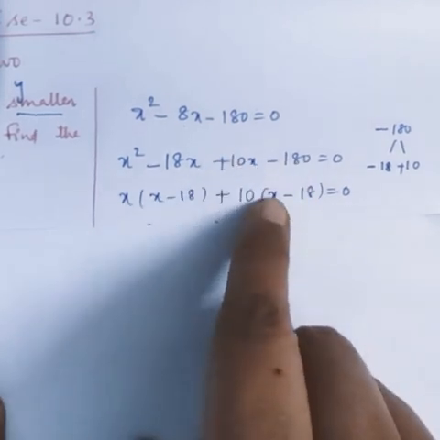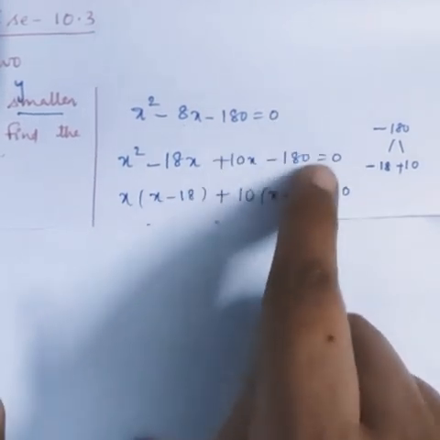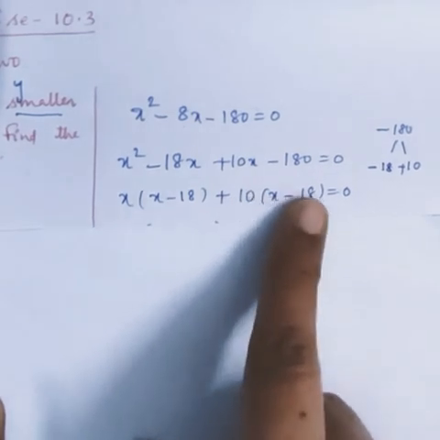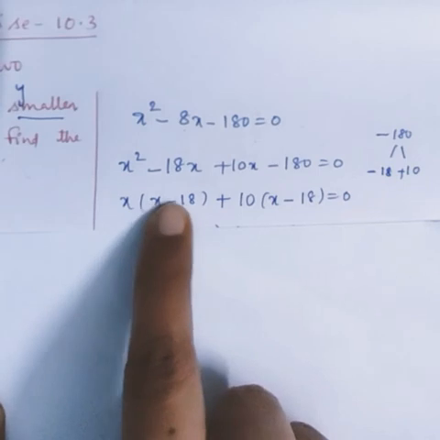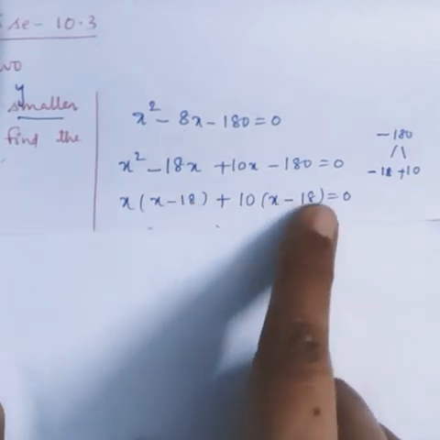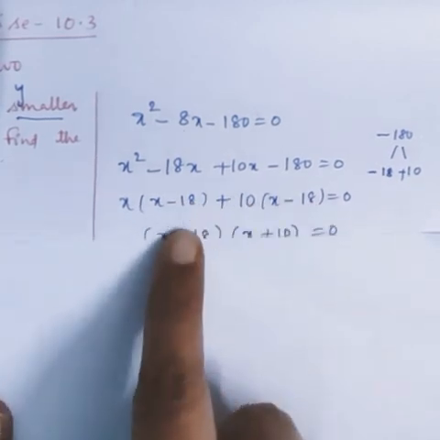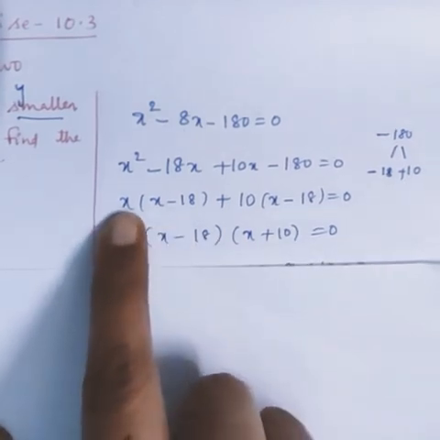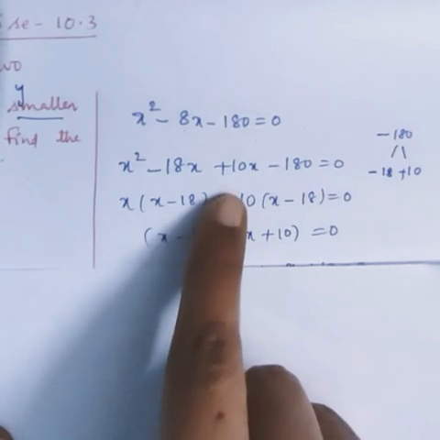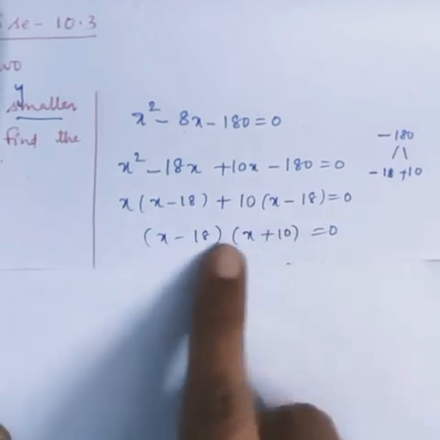Here x remains, write x as it is, minus. Here you have got 180. You have taken 10 common, and 10 into 18 is 180. So write 18 here. 0 comes as it is. So in this case, I can see the binomial x minus 18 is common. So you take it as the highest common factor. The remaining x plus 10 comes in the bracket, which is equal to 0. The product of these is 0.